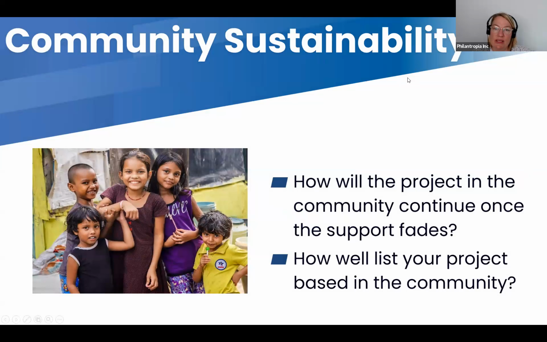So now we talk about those three aspects of sustainability. First, community sustainability. What does it mean? It's the question of how the project will continue in the community once the support ends or fades. And it rests on the question of how well your project is based in the community. That means if you did a needs assessment with the community, if you asked everyone what you truly need, can we work on a plan on how to achieve that? And how can we get there?